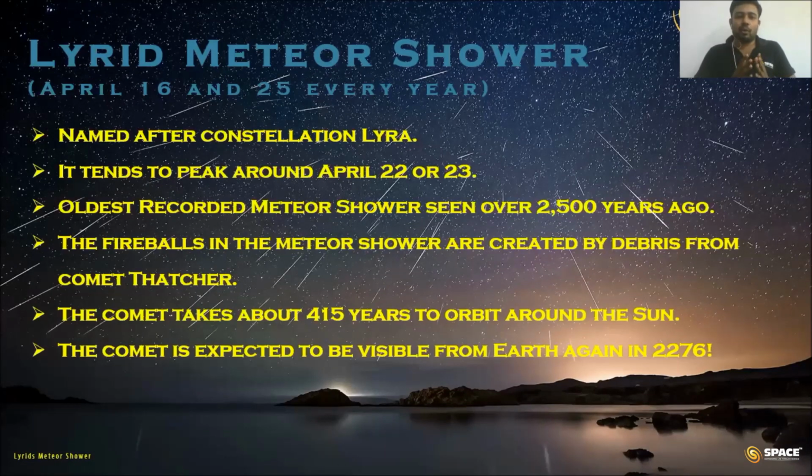It is one of the oldest recorded meteor showers, seen over 2500 years ago. These fireballs in the meteor shower are created by the debris from the comet named Thatcher. This comet is a very rare comet. It takes about 415 years to orbit around the sun. So the comet is expected to be visible to the Earth again in 2276.